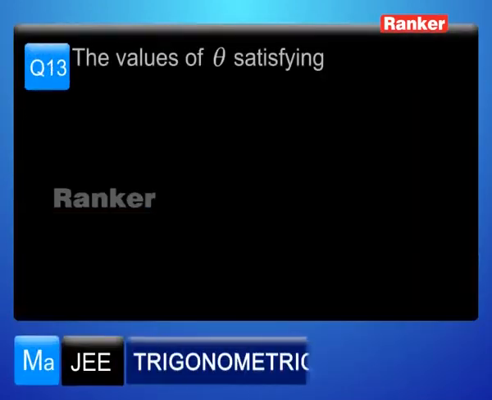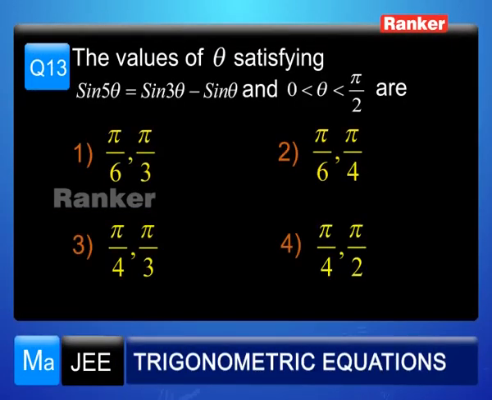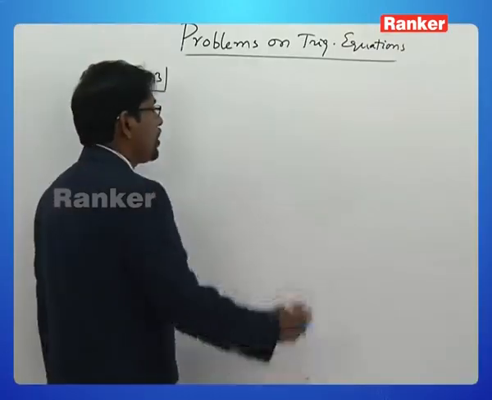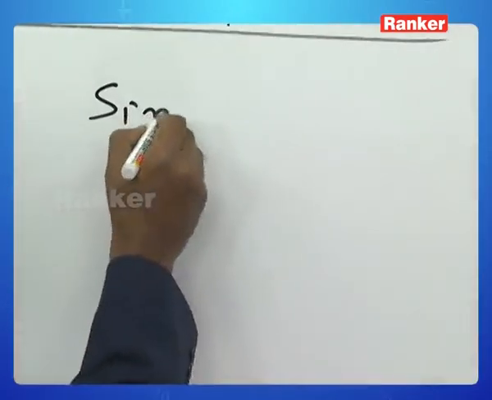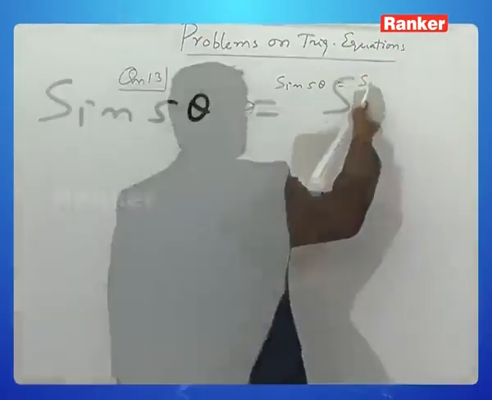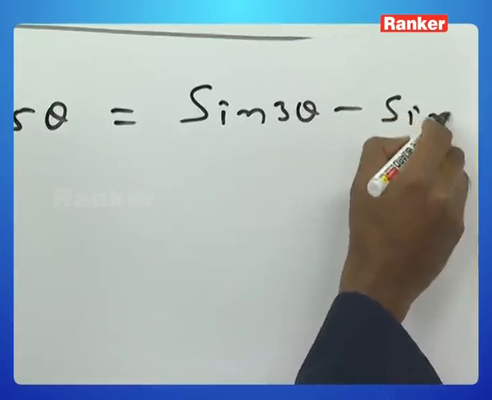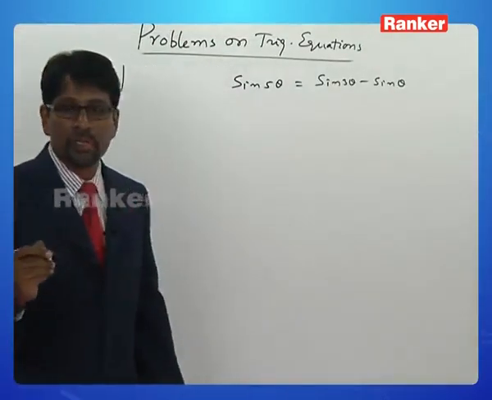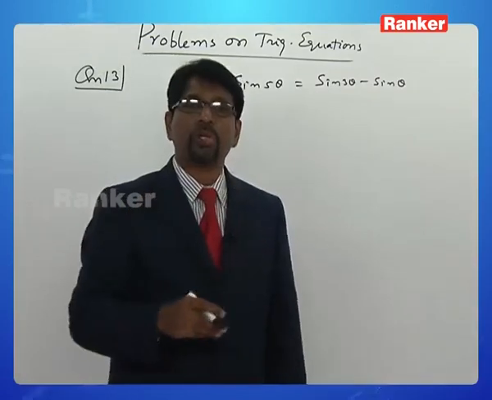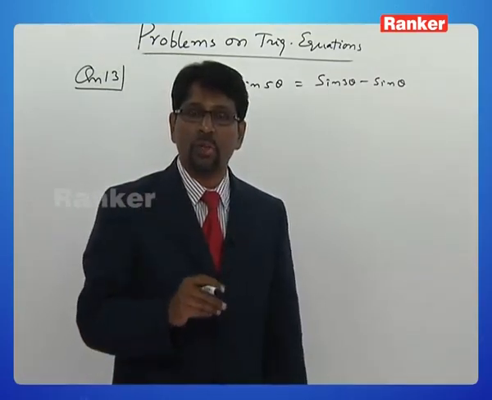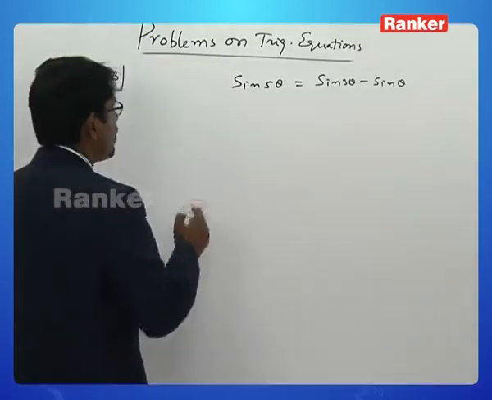Question number 13. The values of theta satisfying sin 5 theta is equal to sin 3 theta minus sin theta, where theta belongs to the open interval 0 comma pi by 2, are: first option pi by 6 comma pi by 3, second option pi by 6 comma pi by 4, third option pi by 4 comma pi by 3, fourth option pi by 4 comma pi by 2. So let's look at the equation. Sin 5 theta is equal to sin 3 theta minus sin theta. We have to solve this equation and pick up the solutions which lie only in the open interval 0 comma pi by 2. So let's see how we do it.